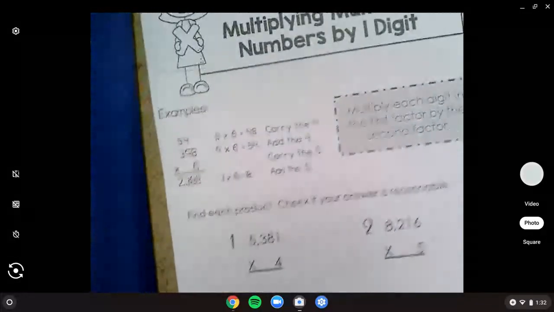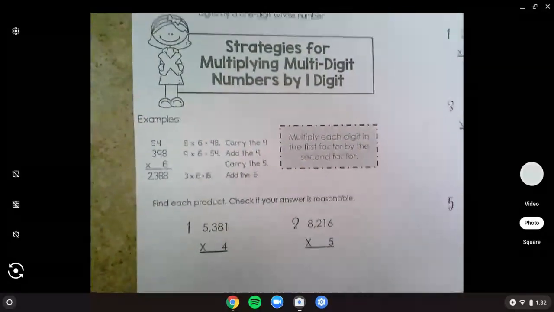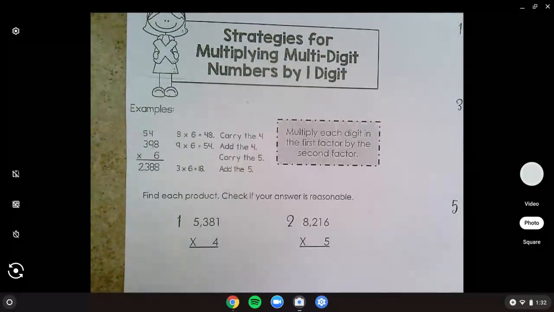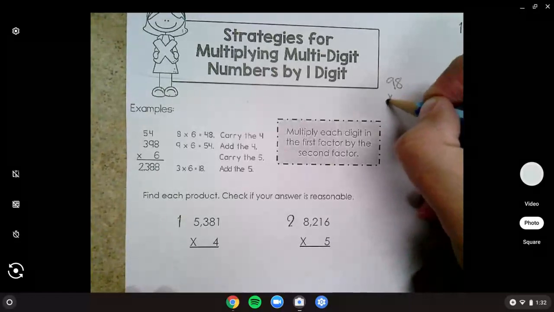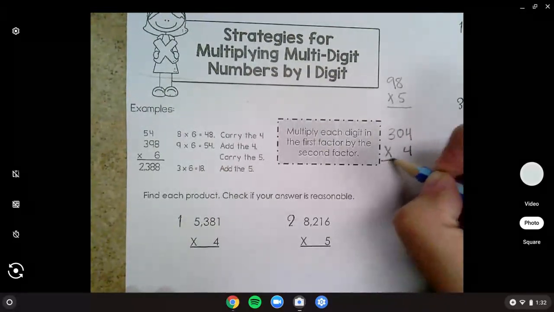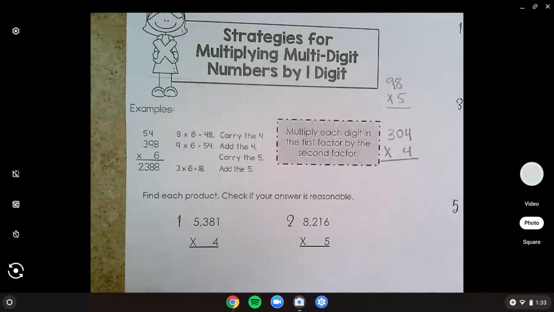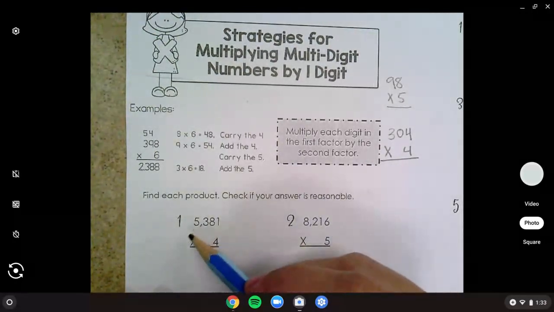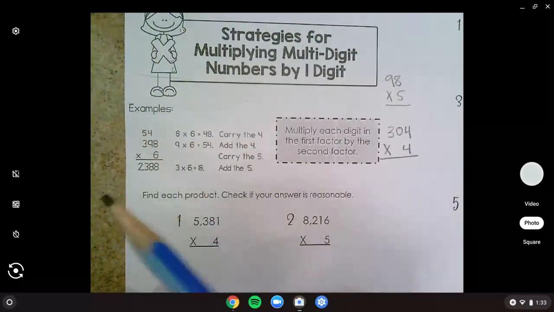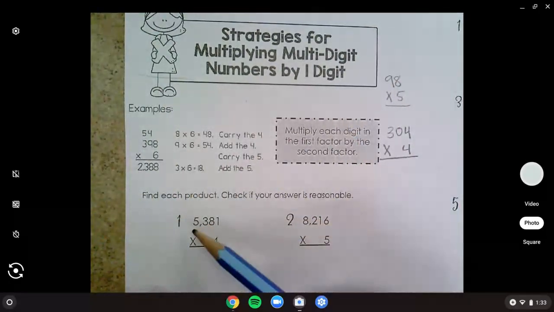What we have today is really similar to yesterday's. Yesterday, we did work with 2 and 3 digits. So, like we did 98 times 5, or we did 304 times 4. Today's is going to be that same strategy. But what we're doing is carrying it up into the thousand spot. We carry over our number, and then we multiply and add on if we need to, and we keep going until we get to our thousand spot today.